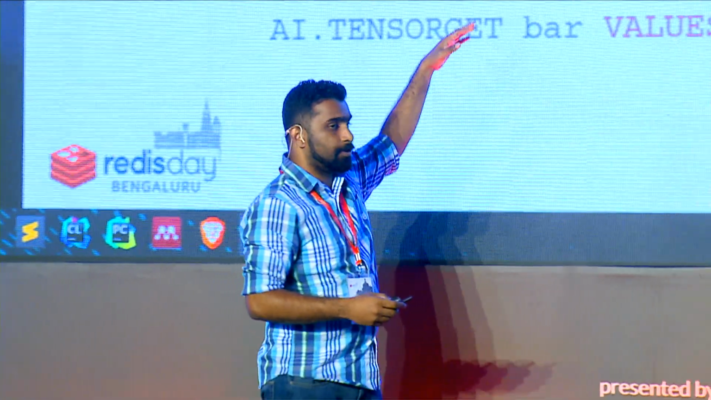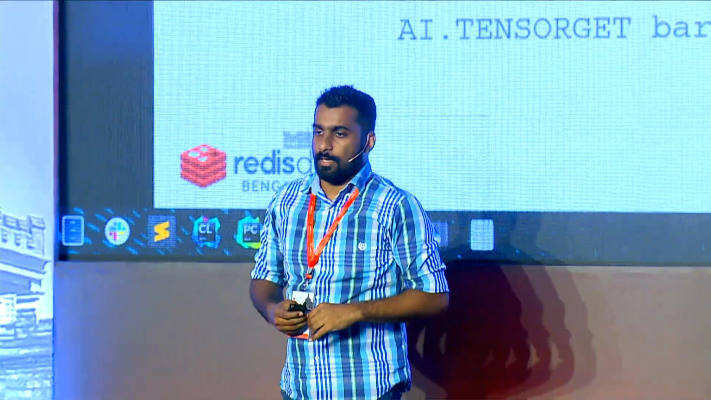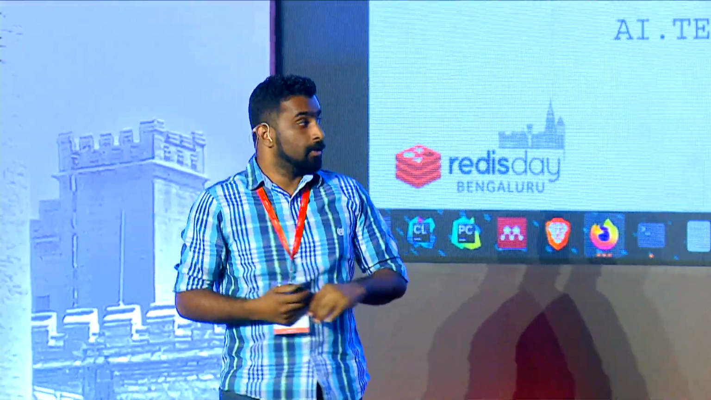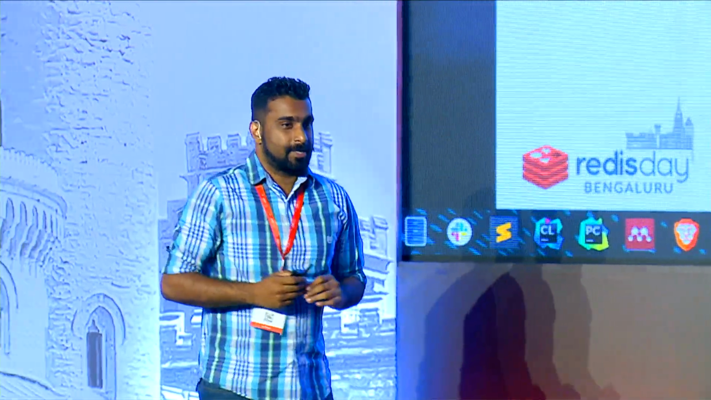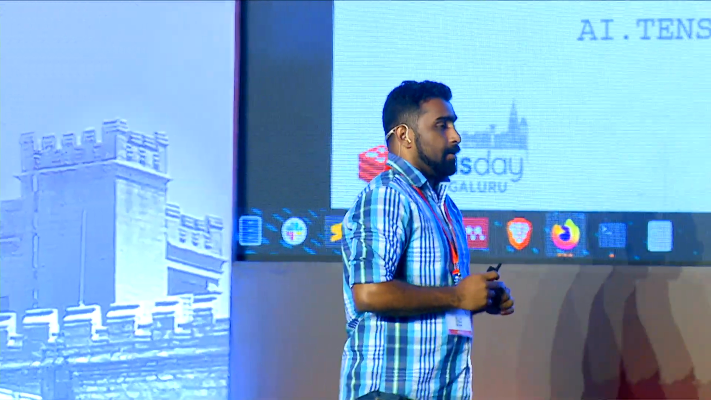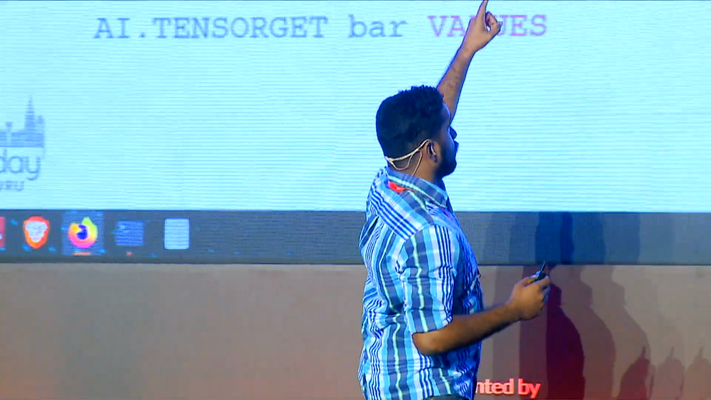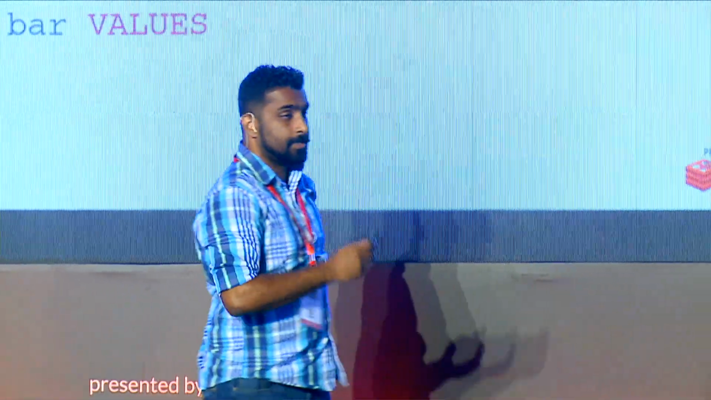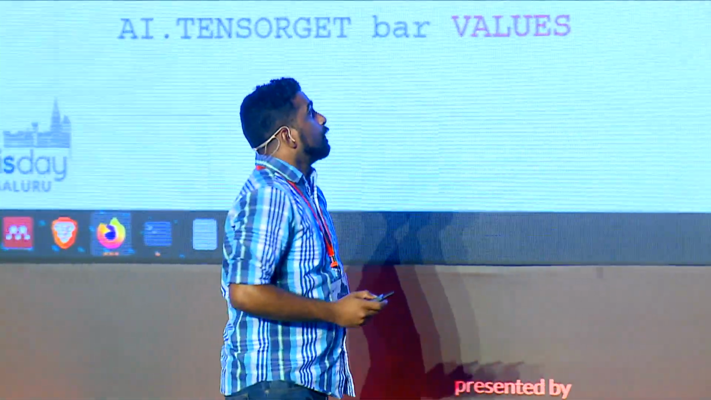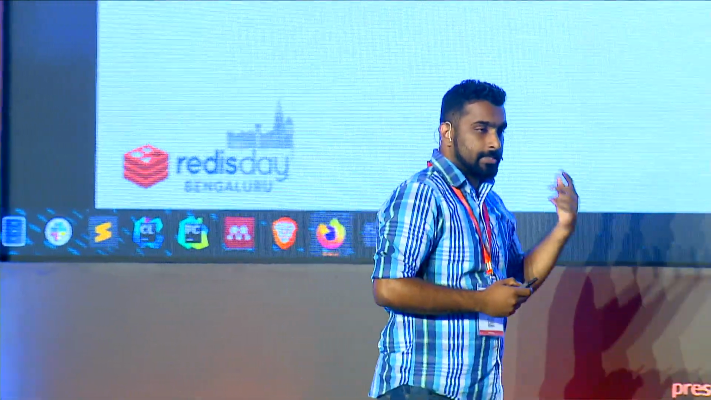You have 3 different ways you could get it back. Blob is going to give you the byte array. Meta is going to just give you the metadata, not the actual data itself. And the final one, values, would give you the values like the first line. It's an array of numbers. Right. So these are the commands.